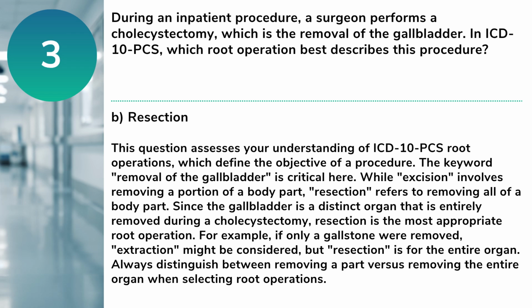Answer: B. Resection. This question assesses your understanding of ICD-10-PCS root operations, which define the objective of a procedure. The keyword removal of the gallbladder is critical here. While excision involves removing a portion of a body part, resection refers to removing all of a body part. Since the gallbladder is a distinct organ that is entirely removed during a cholecystectomy, resection is the most appropriate root operation.